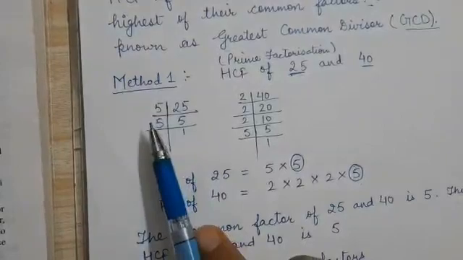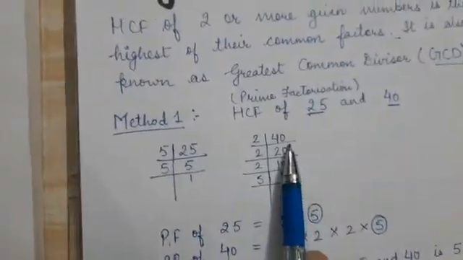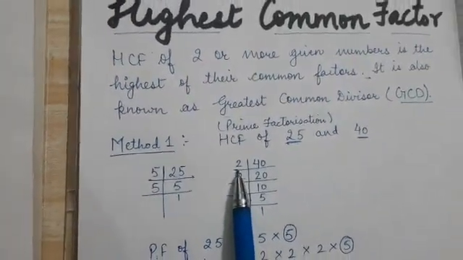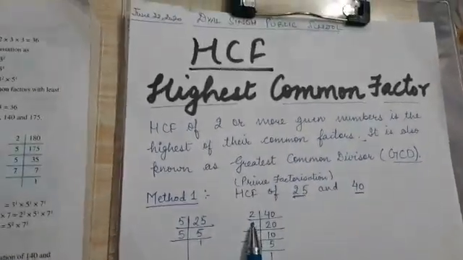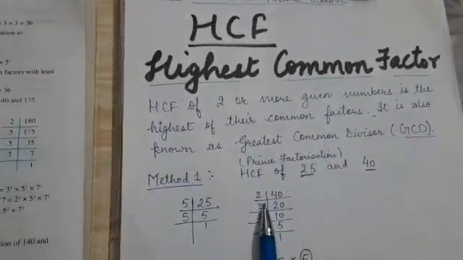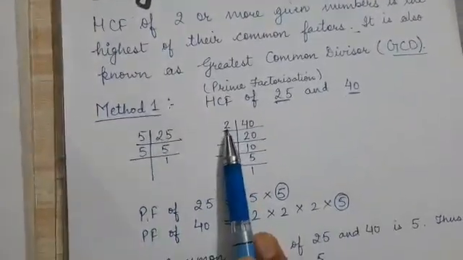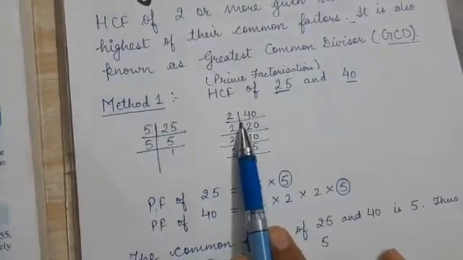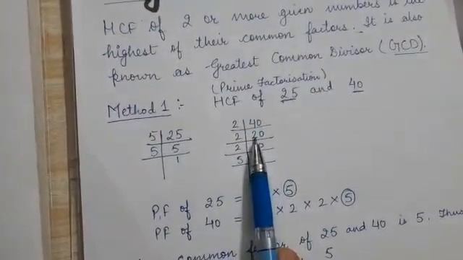5 ones are 5. In case of 40, I know 40 can be divisible by 4 also, but 4 is a composite number, so I can't divide 40 by 4. I'll divide it by 2. And remember one thing, whenever you have to divide a number by 2, you can make half of that number.